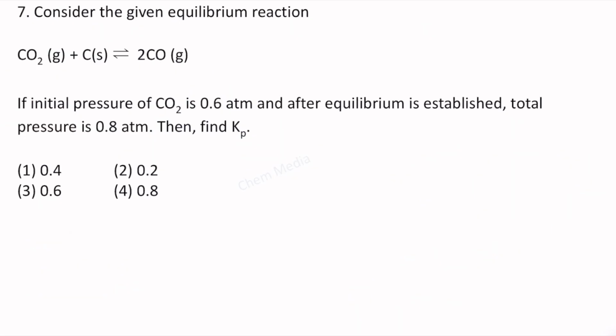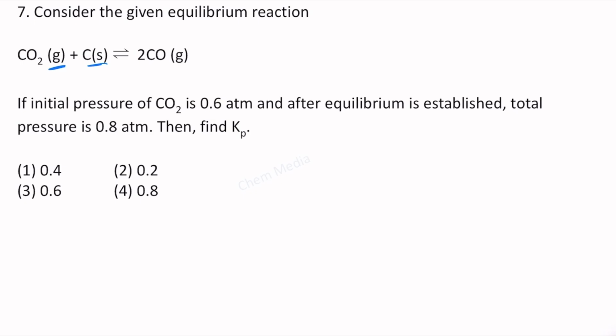Consider the given equilibrium reaction. If the initial pressure of CO2 is 0.6 atm and after equilibrium is established, the total pressure is 0.8 atm, in that case, find the value of Kp. First of all, this is a heterogeneous equilibrium because one of the reactants is in solid phase and one is in gas phase. Therefore, the concentration of pure solid is a constant because it has the same concentration at a given temperature. It doesn't expand to fill its container.